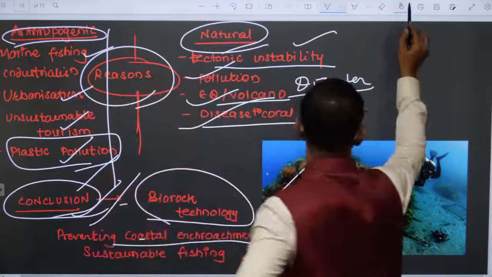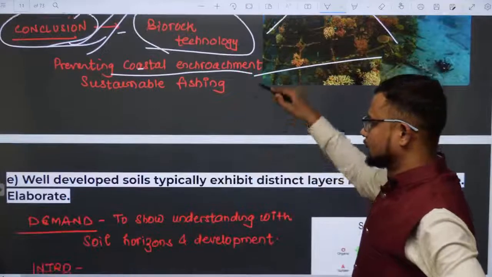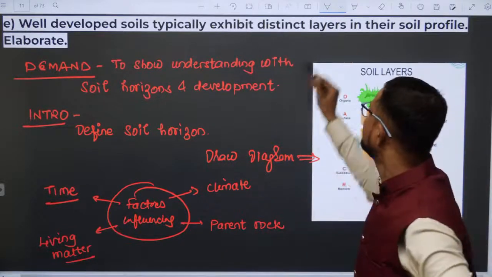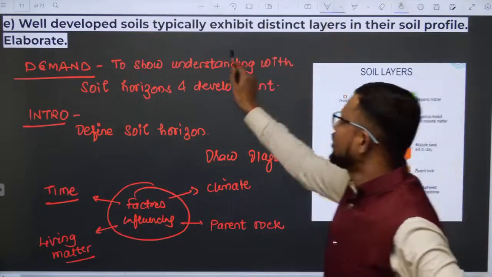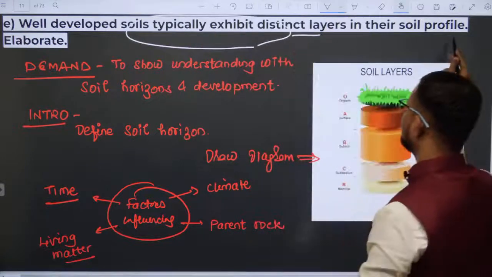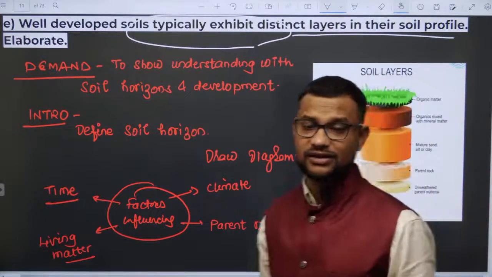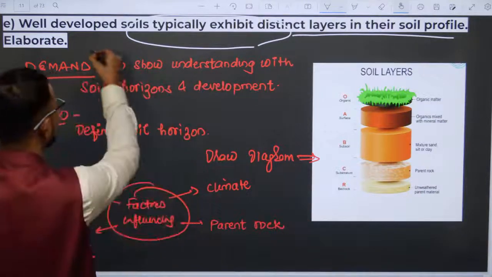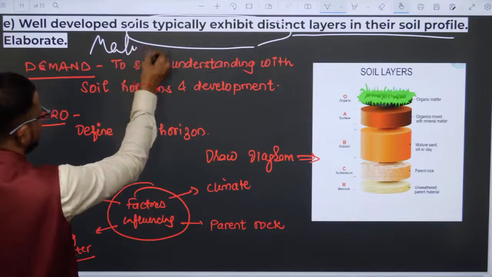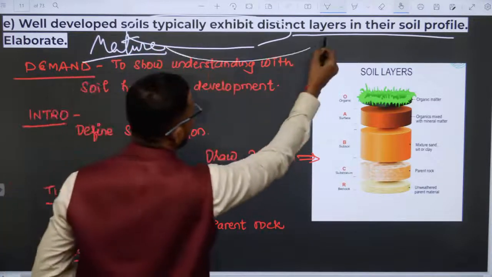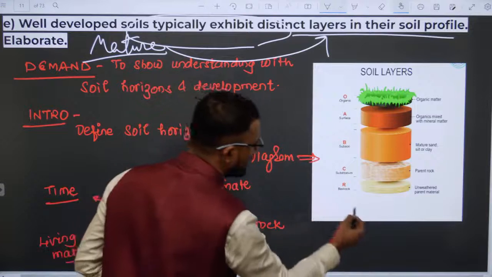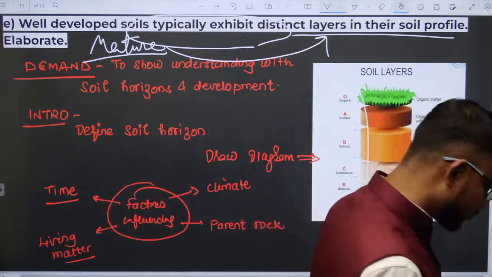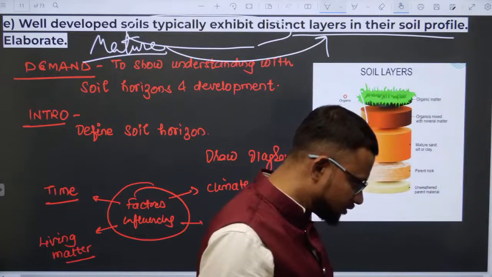Then the last of the mandatory questions: well developed soil typically exhibits distinct layers in its profile, and the demand is simple: show how mature soils have distinct layers. Well developed means mature soil. So you know, guys, the layers of the soil. Let me know in the comment box. Hello DK, yes.